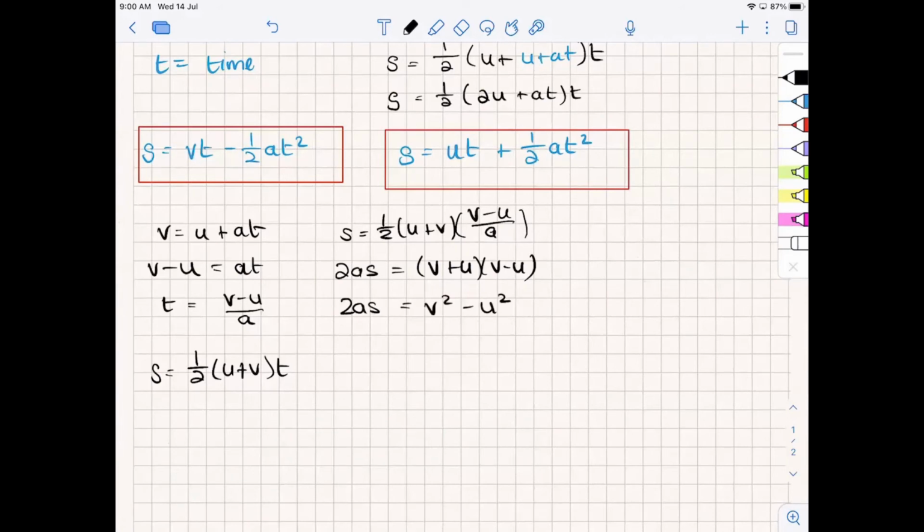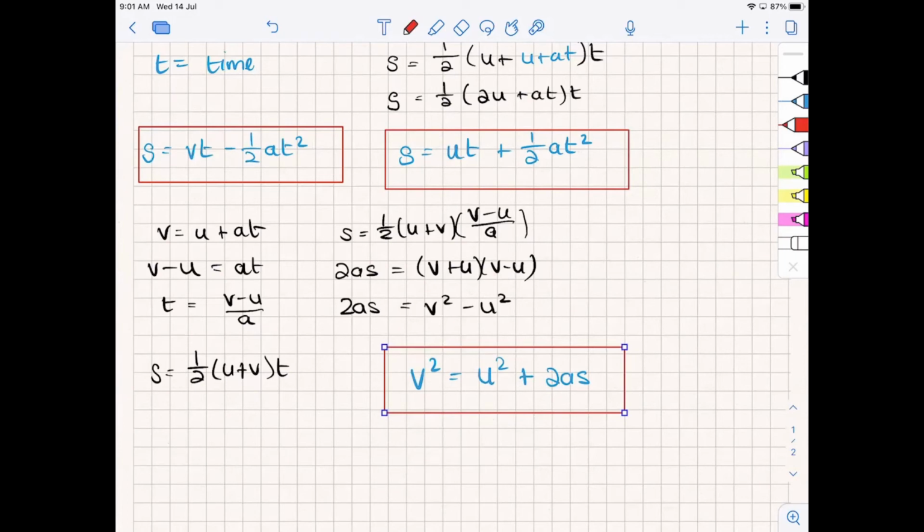I'm going to make v the subject of the formula. And so I'm going to get v squared equal to u squared plus 2as. Right, and that is our fifth and final equation for constant acceleration.